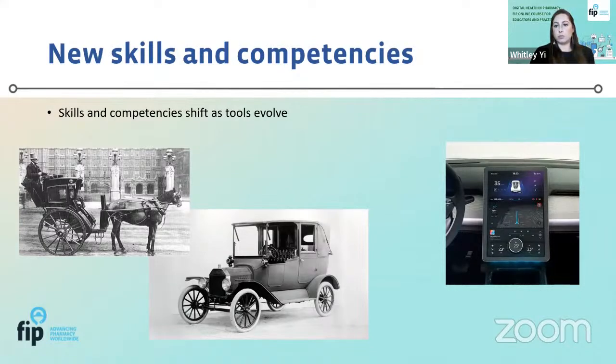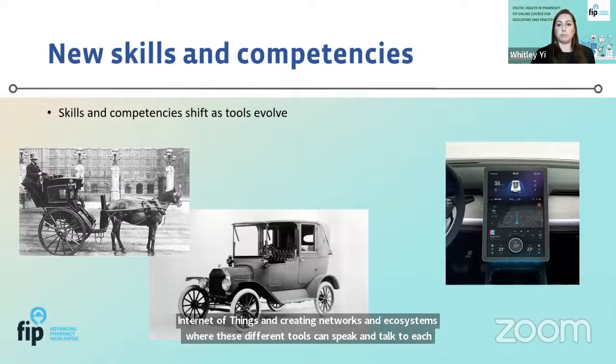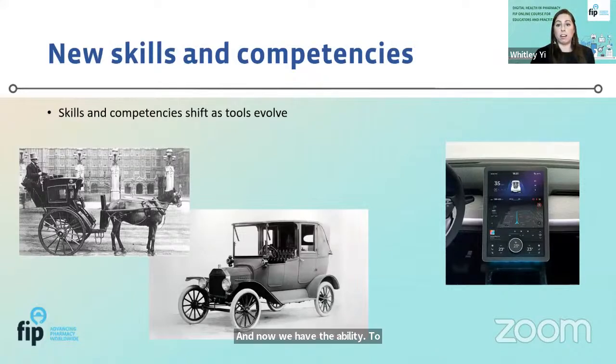And so now we're moving into an era where we're building additional intelligence on top of this, creating Internet of Things and creating networks and ecosystems where these different tools can speak and talk to each other. And now we have the ability to have a greater influence on both patients' health, but also understand how we as clinicians can really impact a patient's health. And this is going to require new skills because there's different data available to us. And this data means that we have to understand how we make clinical decisions differently. Next slide.